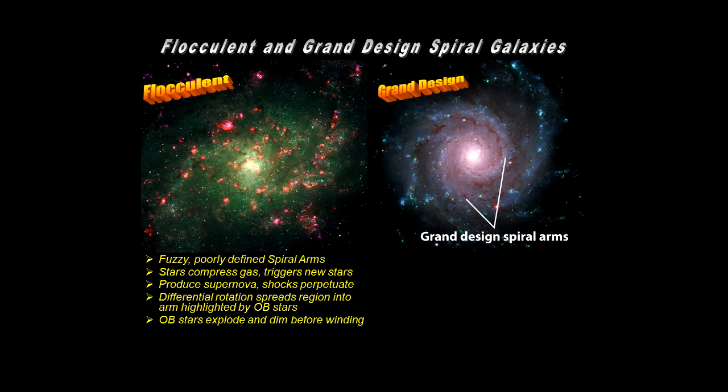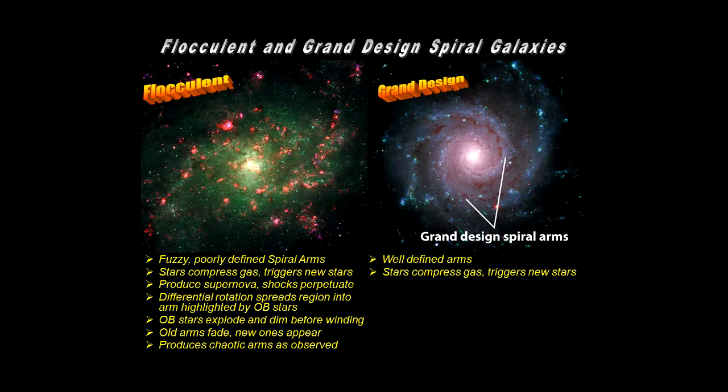The OB stars explode, however, and dim before any winding can occur, as we just discussed. So there's not enough time for the OB stars to live where any winding could be seen. The old arms fade and new ones appear because of this perpetuating process. And the net result is that we have chaotic and fuzzy arms that are not real clear, as opposed to the grand design spiral, where we can clearly see distinct arms that are, again, very visually appealing.